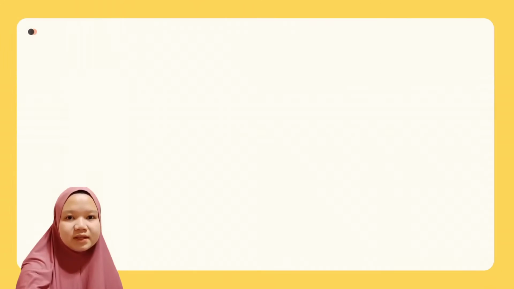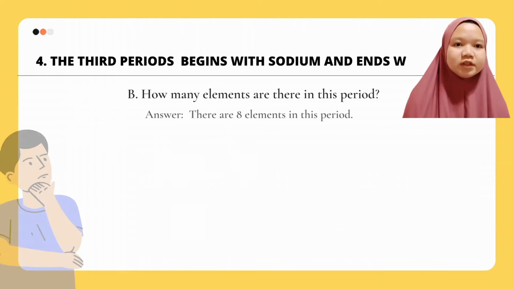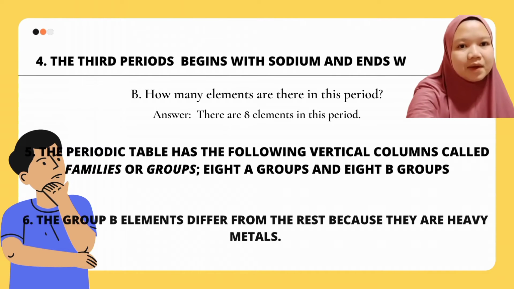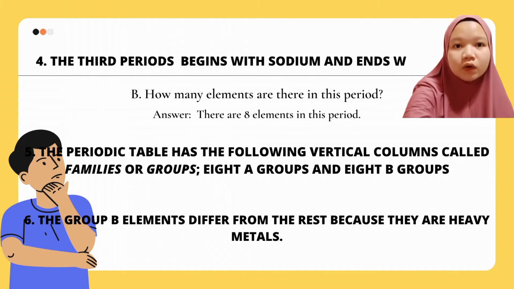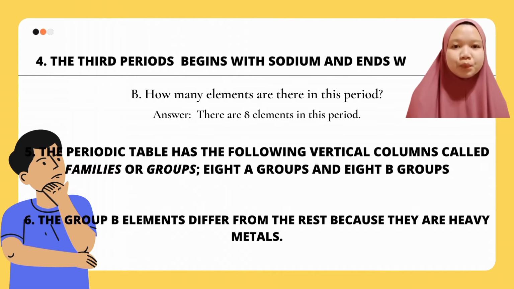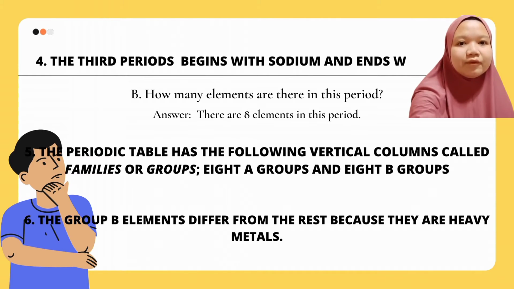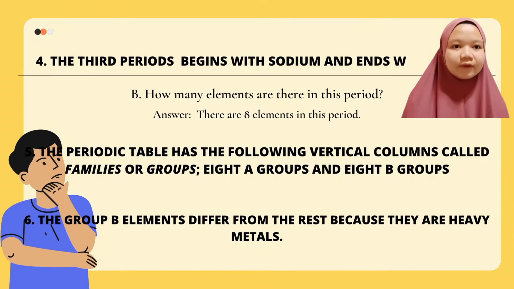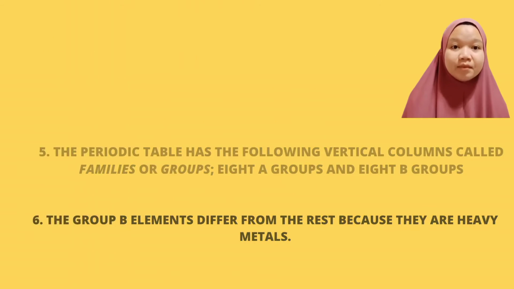The fourth discussion. The third period begins with sodium and ends with argon. And the question is, how many elements are there in this period? So the answer is there are also 8 elements in this period. Number 5 discussion. The periodic table has vertical columns called families or groups, the 8A groups and the 8B groups. And 6 discussion. The group B elements differ from the rest because they are heavy metals.